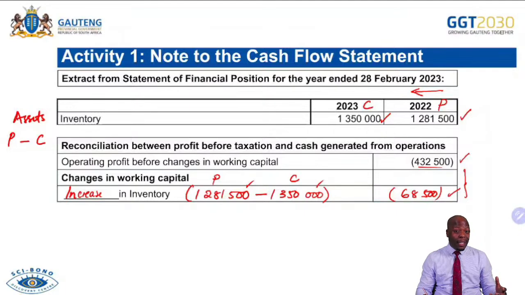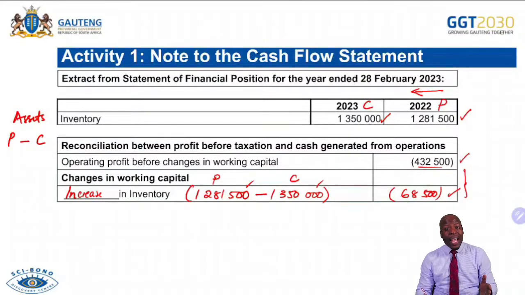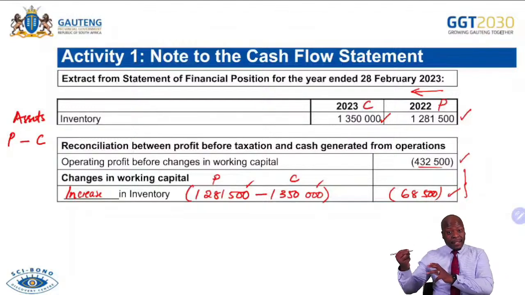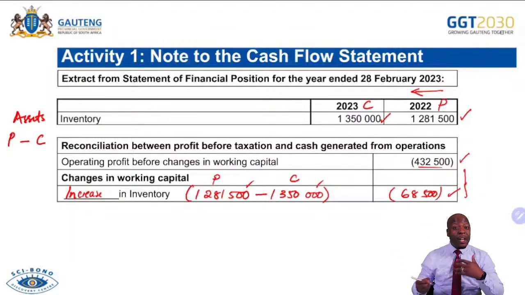This is more or less the calculator method. And you can see here that an increase in inventory becomes a cash outflow. An increase in inventory becomes a cash outflow. But if it was a decrease in inventory, it means we are selling. Therefore, we have a cash inflow. If inventory is decreasing, it means we're selling the inventory. Therefore, cash is coming in. It would have been a cash inflow. But in this case, inventory is increasing. That simply means we're having a cash outflow.